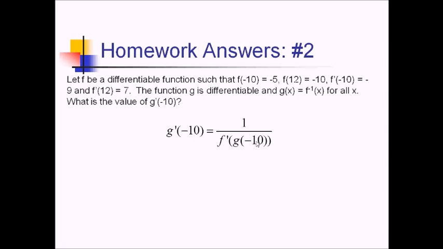And then g of negative 10, well, that's just the x value that gives you an output of negative 10 when you plug it into the f function. So let's see here. Looking at an output of negative 10, we see over here f of 12 gives us negative 10 as an output. So that means g of negative 10 is really this 12 that's being plugged into the f function. So we've got 1 over f prime of 12. And then f prime of 12, that one's a little more straightforward. They gave that to us here. That's 7. So 1 over 7.